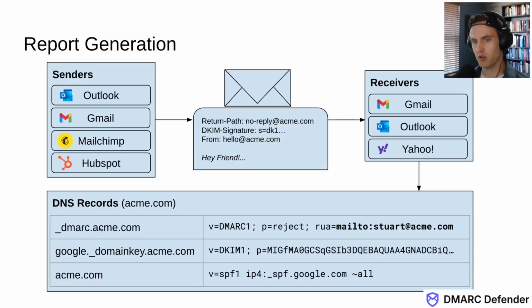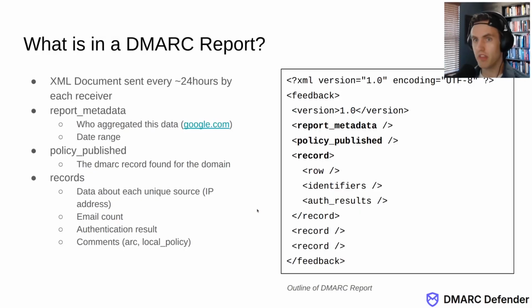So as a domain owner, if you owned acme.com, you would probably receive, depending on how much email you send to your customers and the different providers your customers use, maybe 5 or 10 emails a day that have the 24-hour aggregation of all the emails that were sent. Cool. So these are the things.